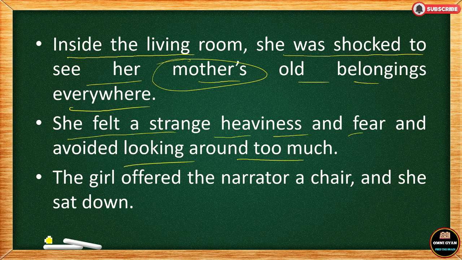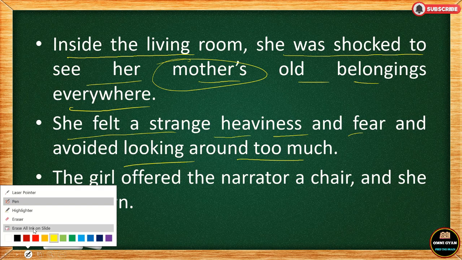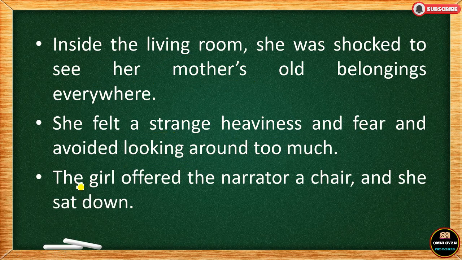Now you see, when she started seeing all these things that belonged to her mother once upon a time, she felt very sad. उसको उसकी माँ की याद आ गई. She suddenly remembered her mother and she started having a feeling of heaviness and fear, you see. And she felt that I will start crying now because, after seeing these things, it reminded her of her mother. अपनी माँ की याद आ गई narrator को.